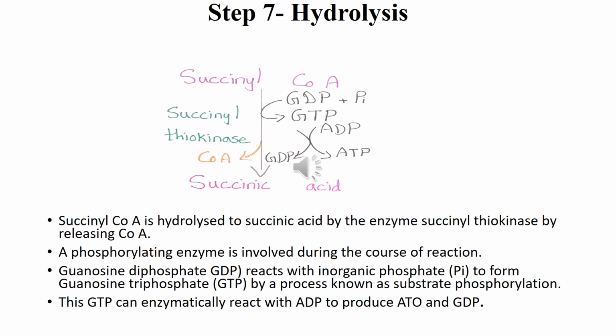Step 7, hydrolysis. Succinyl-CoA is hydrolyzed to succinic acid by the enzyme succinyl thiokinase, releasing CoA. A phosphorylating enzyme is involved during the course of the reaction. Guanosine diphosphate reacts with inorganic phosphate to form guanosine triphosphate by the process known as substrate phosphorylation. This GTP can enzymatically react with ADP to produce ATP and GDP.